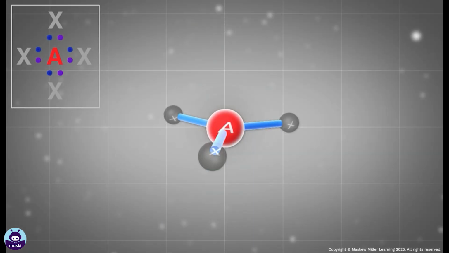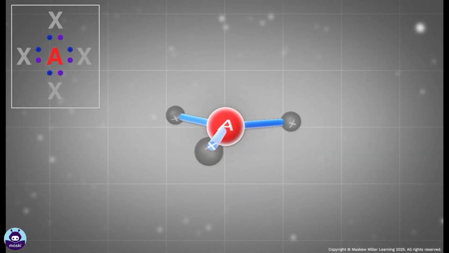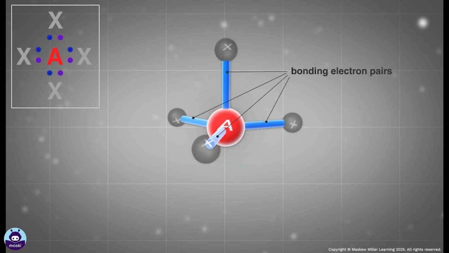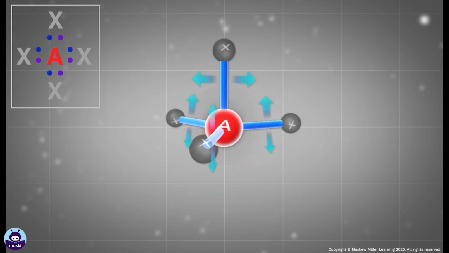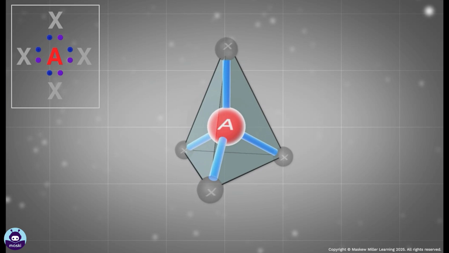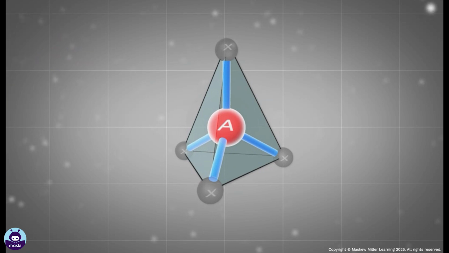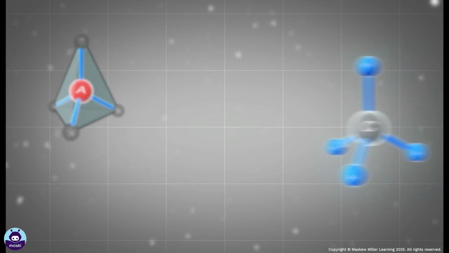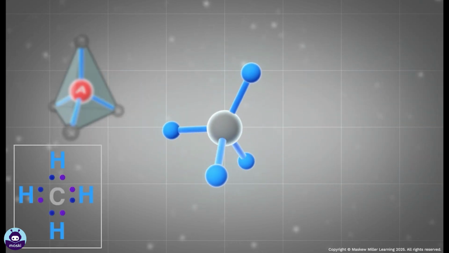Tetrahedral. 4 bonding electron pairs around the central atom are seen in the molecule AX4. They attain minimum repulsion in the tetrahedral arrangement, where the terminal atoms position themselves on the vertices of a regular tetrahedron. This is called tetrahedral arrangement, as it has 4 faces, tetra meaning 4. This tetrahedral arrangement has a bond angle of 109.5 degrees. The tetrahedral shape is very common in organic molecules. An example is methane, CH4, the simplest hydrocarbon.